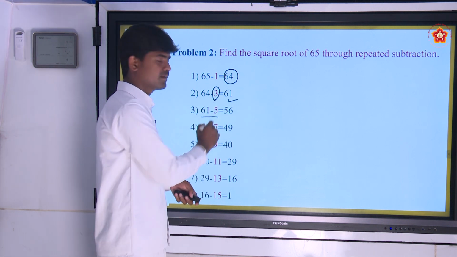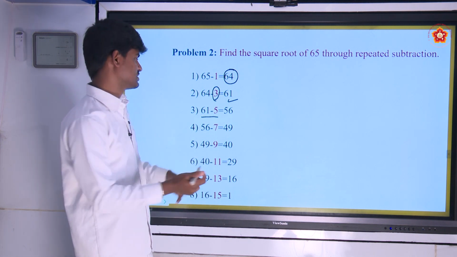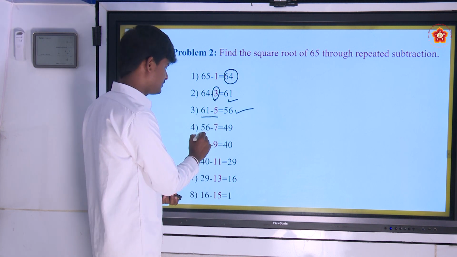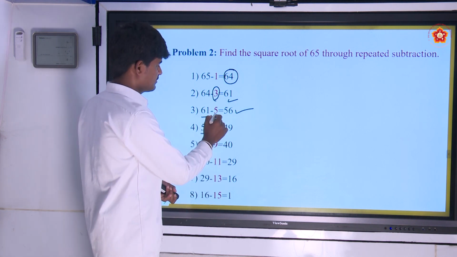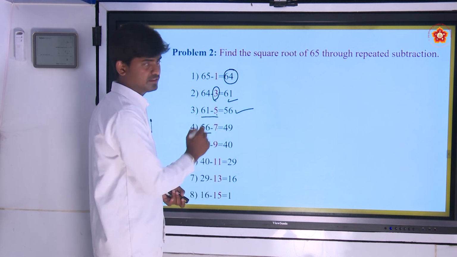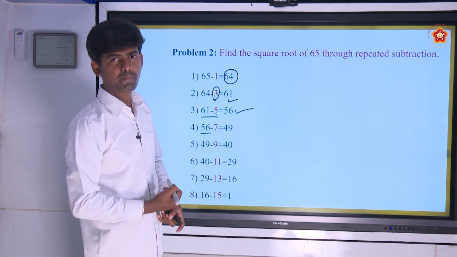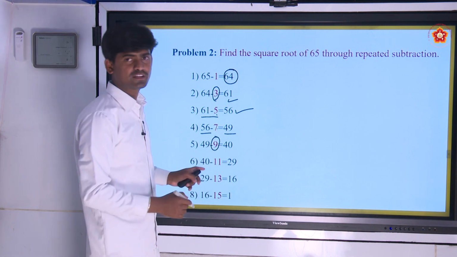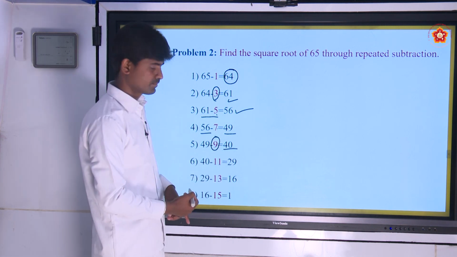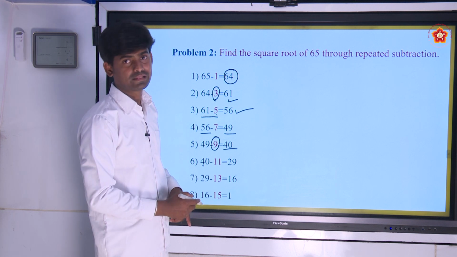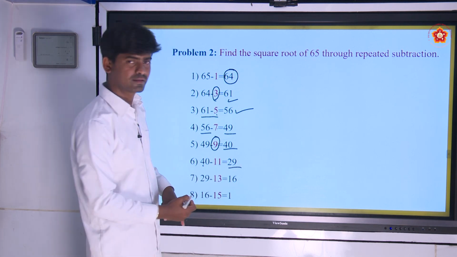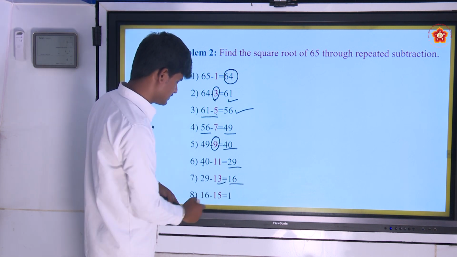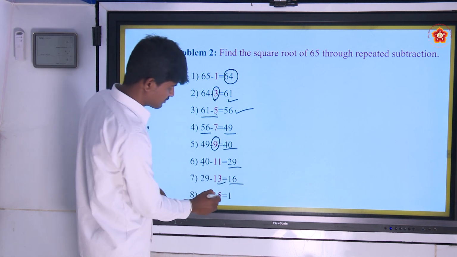After that, 61 minus 5 is 56. Again, with 56, the next consecutive odd number is 7, so 56 minus 7 is 49. Again 9, 49 minus 9 is 40. From that, 40 minus 11 is 29. 29 minus 13 is equal to 16. 16 minus 15 is equal to 1.